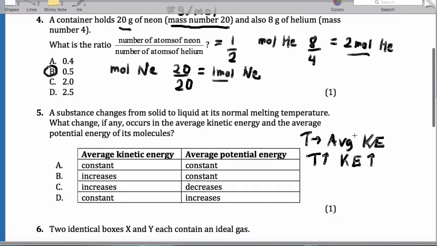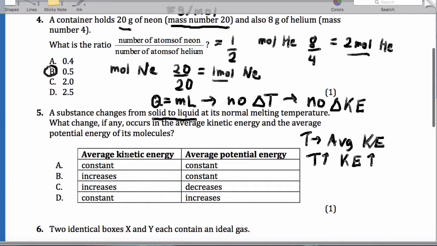So using that fact, a substance changes from solid to liquid at its normal melting temperature. What change, if any, occurs in the average kinetic energy and the average potential energy of its molecules? Well, when we're going from solid to liquid, the equation that governs that is Q equals mL, and that implies there is no temperature change happening at all. So if there's no temperature change, that means there's no change in average kinetic energy. So right away, that eliminates choice B and C as possibilities because they claim the average kinetic energy is increasing. That can't possibly happen.